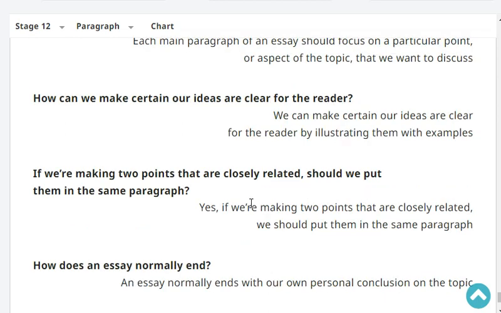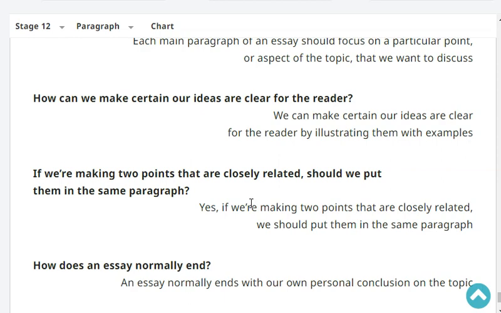How can we make certain our ideas are clear for the reader? We can make certain our ideas are clear for the reader by illustrating them with examples. Very good.